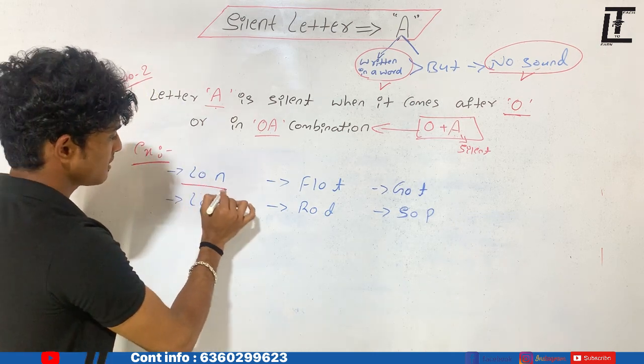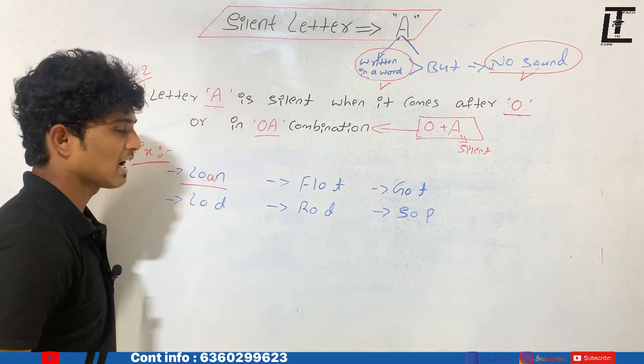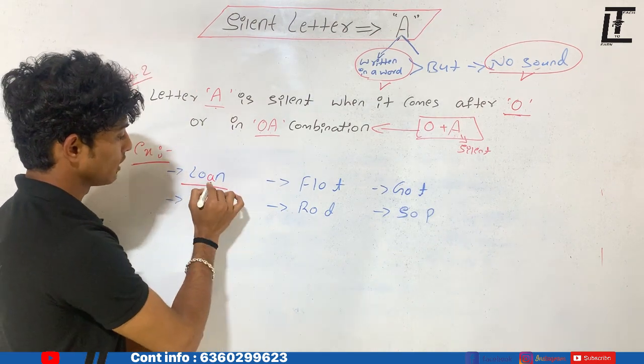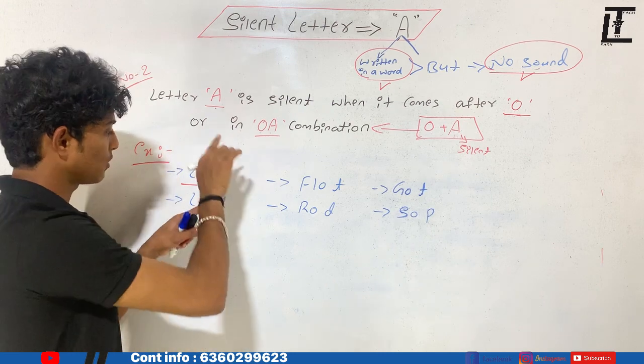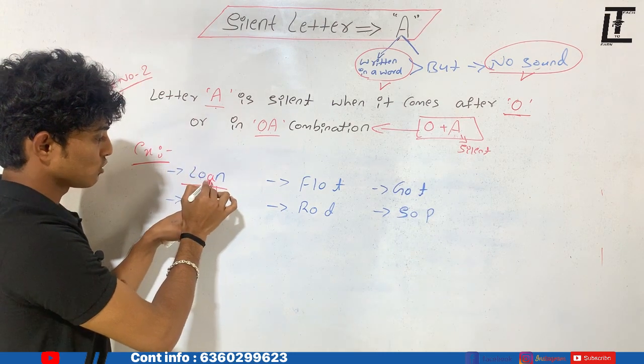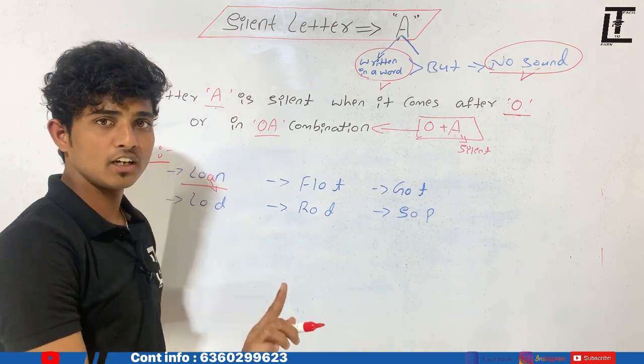The example first says we pronounce this as "loan" with the A silent. Why? Because rule number 2 says that when A comes after the O, it is not pronounced, but it must be written in the word.